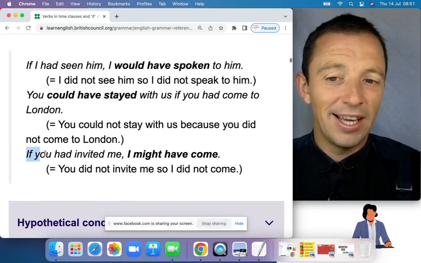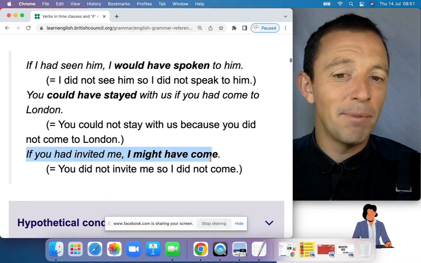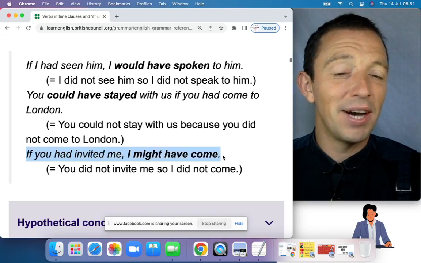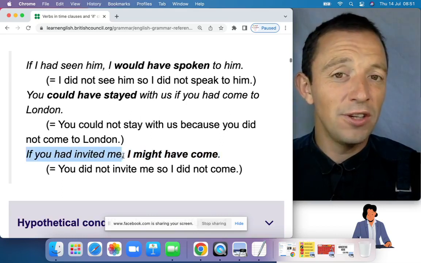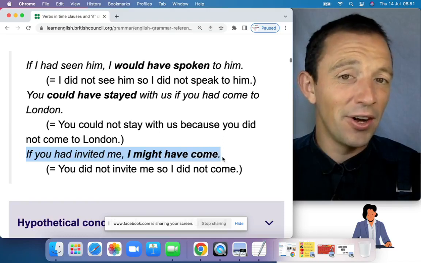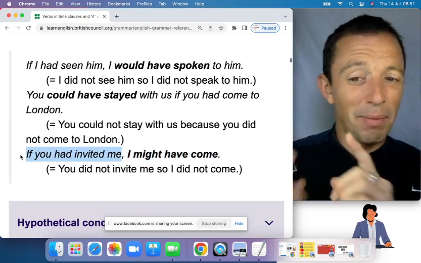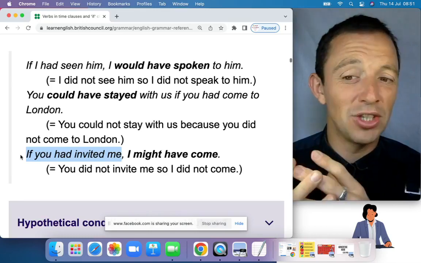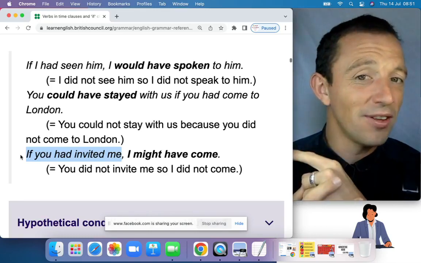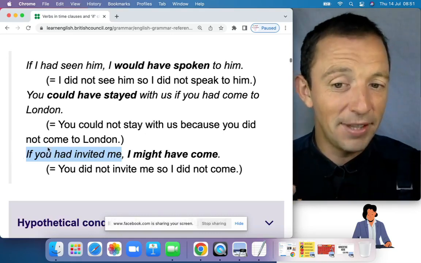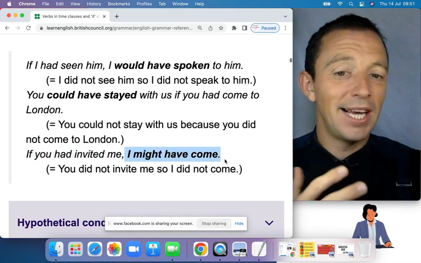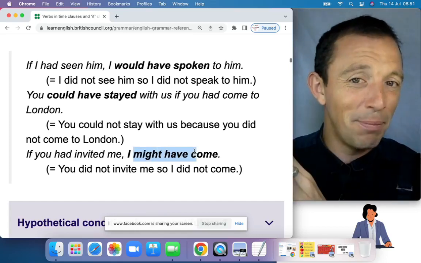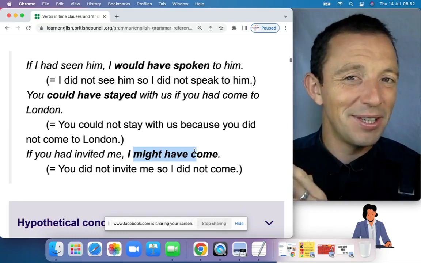Okay, next. If you had invited me, I might have come. So two clauses. If you had invited me, I might have come. This is the conditional clause, and this is the main clause. So the conditional clause is in the past perfect because it did not happen in the past. So if you had invited me, so you basically, in reality, you did not invite her or him. Hypothetically, I might have come. It's a modal plus have in the past. So I might have come in the past, hypothetically, if you had invited me.